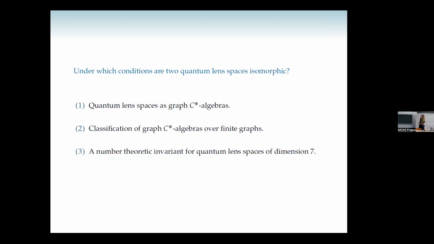Okay, so the question is: under which condition are two quantum lens spaces isomorphic? I will first describe how to realize quantum lens spaces as graph C*-algebras. Then we will look at a classification result of graph C*-algebras over finite graphs. In the end, I will use that classification result to give you a number theoretic invariant for these quantum lens spaces of dimension 7. Also dimension 3 and 5, but it follows from dimension 7.